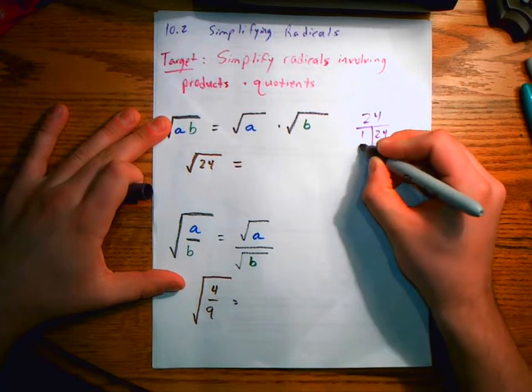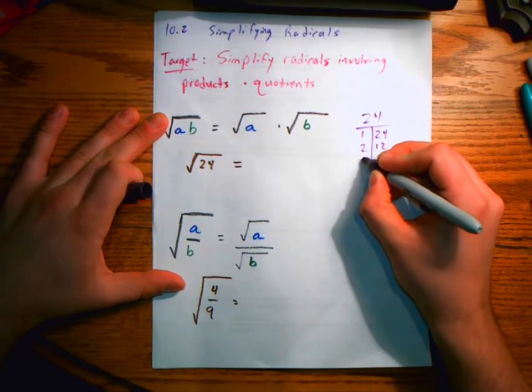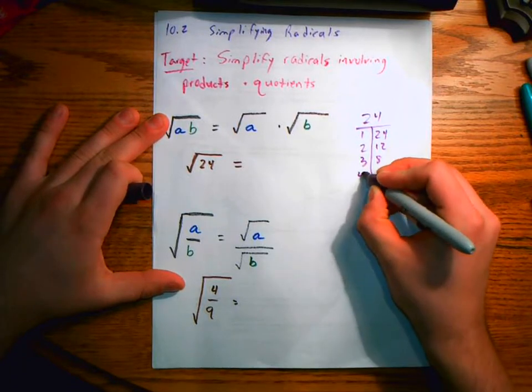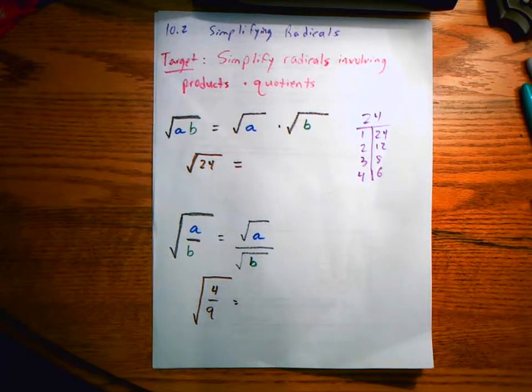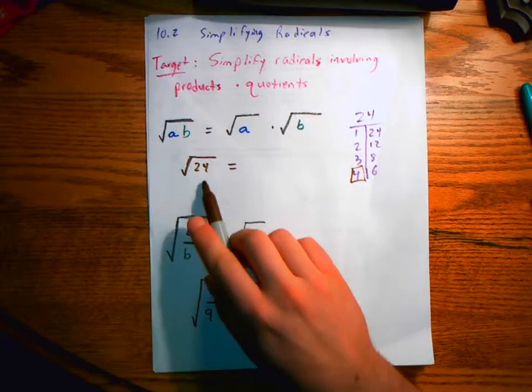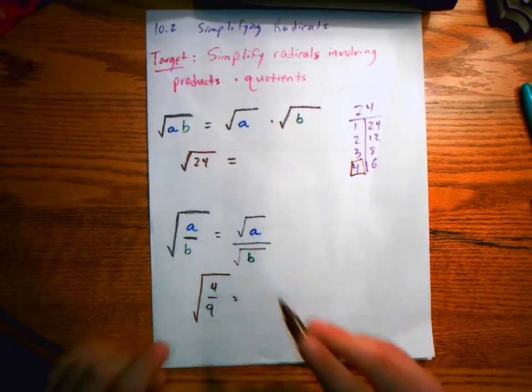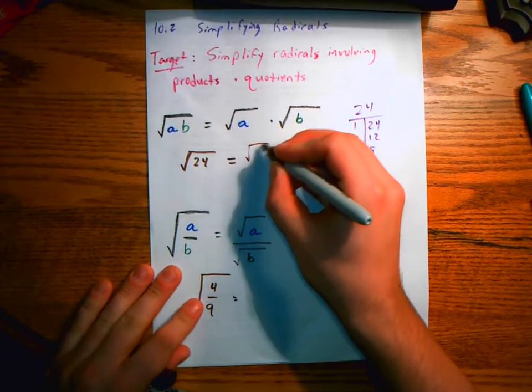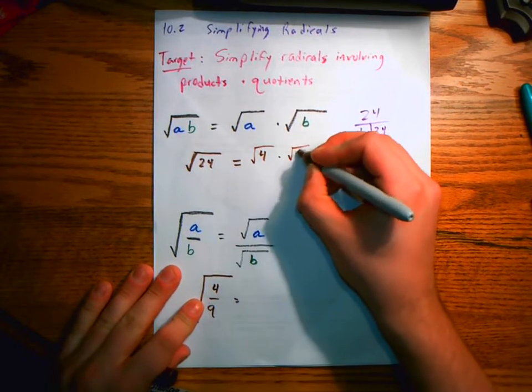one set of factors is 1 and 24, then there's 2 and 12, 3 and 8, 4 and 6. And when you're looking to find the factors of the number to simplify it, you need to find the ones that are perfect squares in order for you to be able to simplify it. So the perfect square of these factors is 4. So when you separate the square root of 24 into the two factors, it becomes the square root of 4 times the square root of 6.